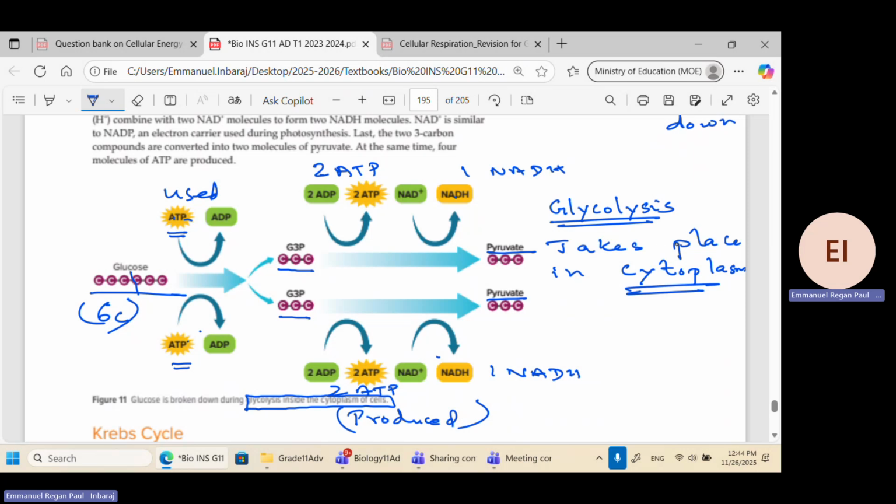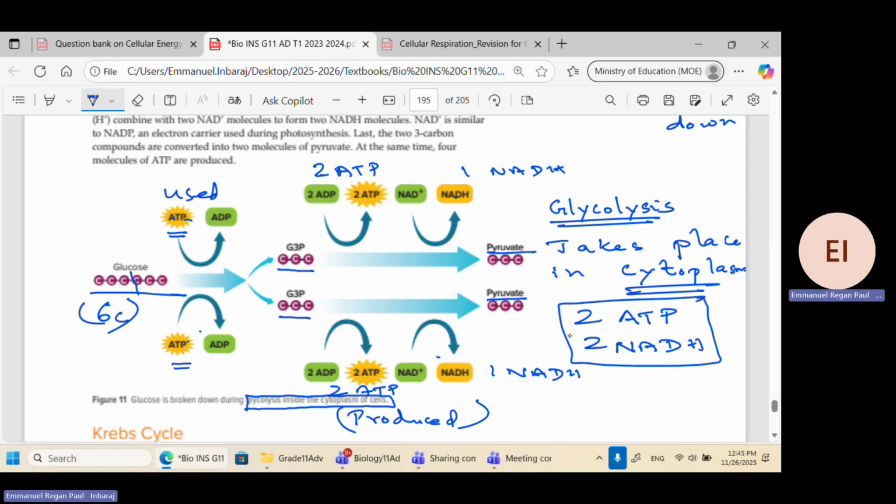This is one. And what is the total number of molecules that is produced here? If you see, the total will be 2 ATP. The net gain is 2 ATP plus 2 NADH. This is the total number of molecules that is produced.